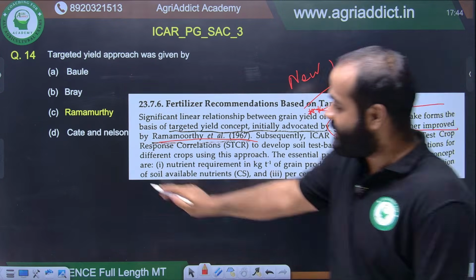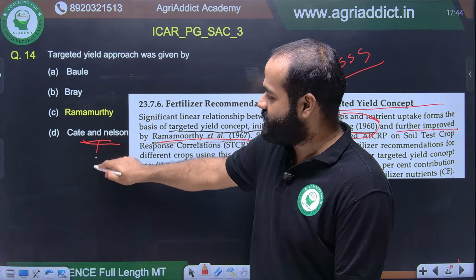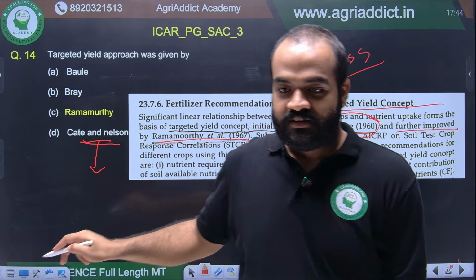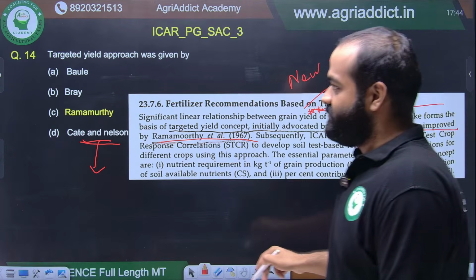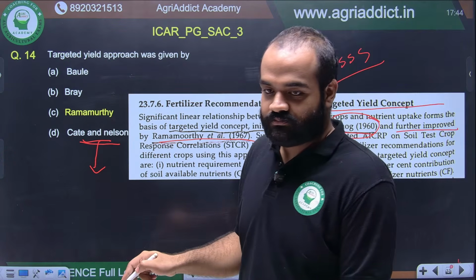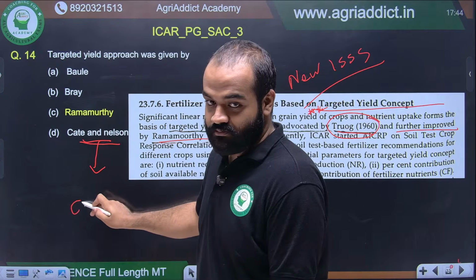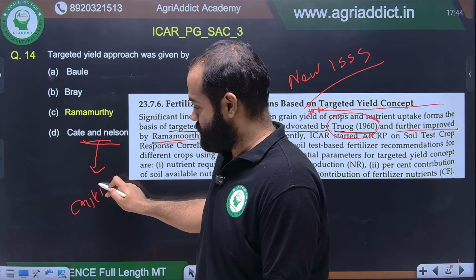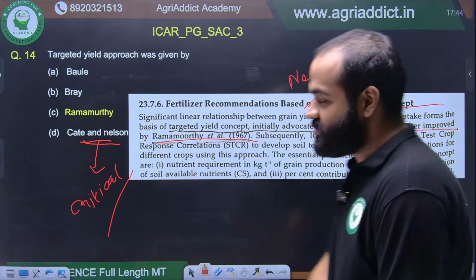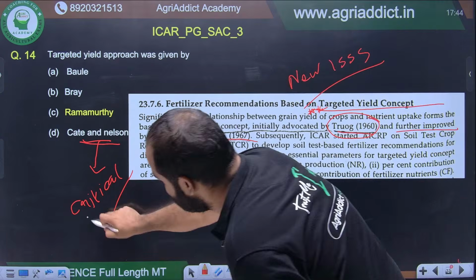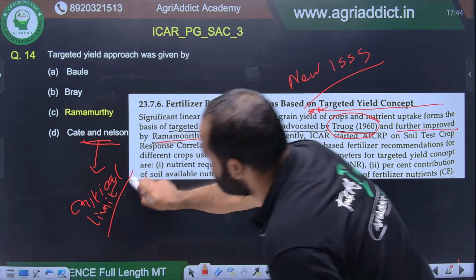यहाँ पे Cate and Nelson के साथ do not confuse. Cate and Nelson ने क्या दिया था? Be very fast. Yes, critical limit, critical soil test approach, critical limit approach. तो इसको याद रखना, ठीक है ना.